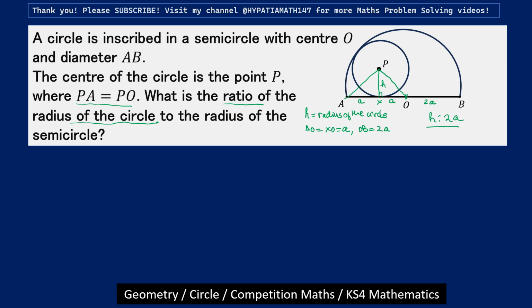What we can do is extend this line OB to some point say Y on the circumference, which would make YP also equal to h, because that's the radius of the circle, and that also makes OY the radius of the semicircle. OY is also equal to 2a, the radius of the semicircle.